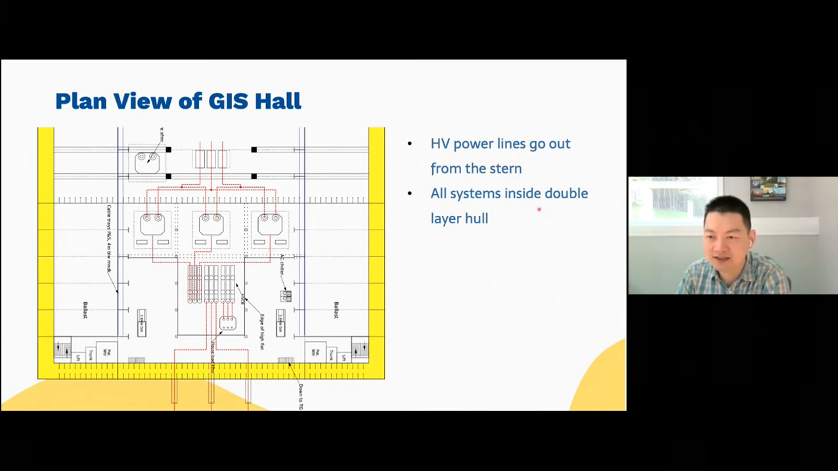So again, all systems are inside a double walled hull, and we call this the hull. This will defend against external impact, like an airplane or ship. Those are the balance of the plant.